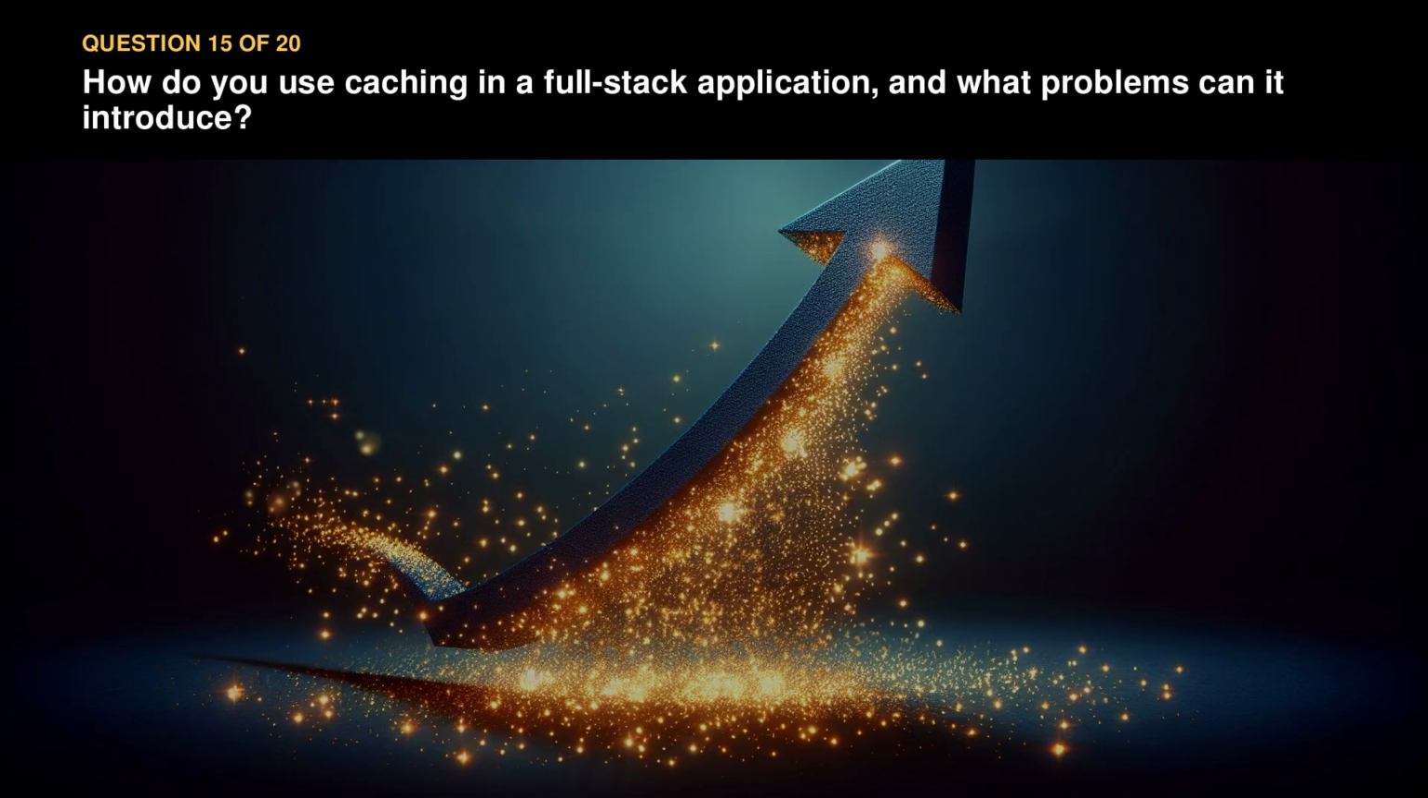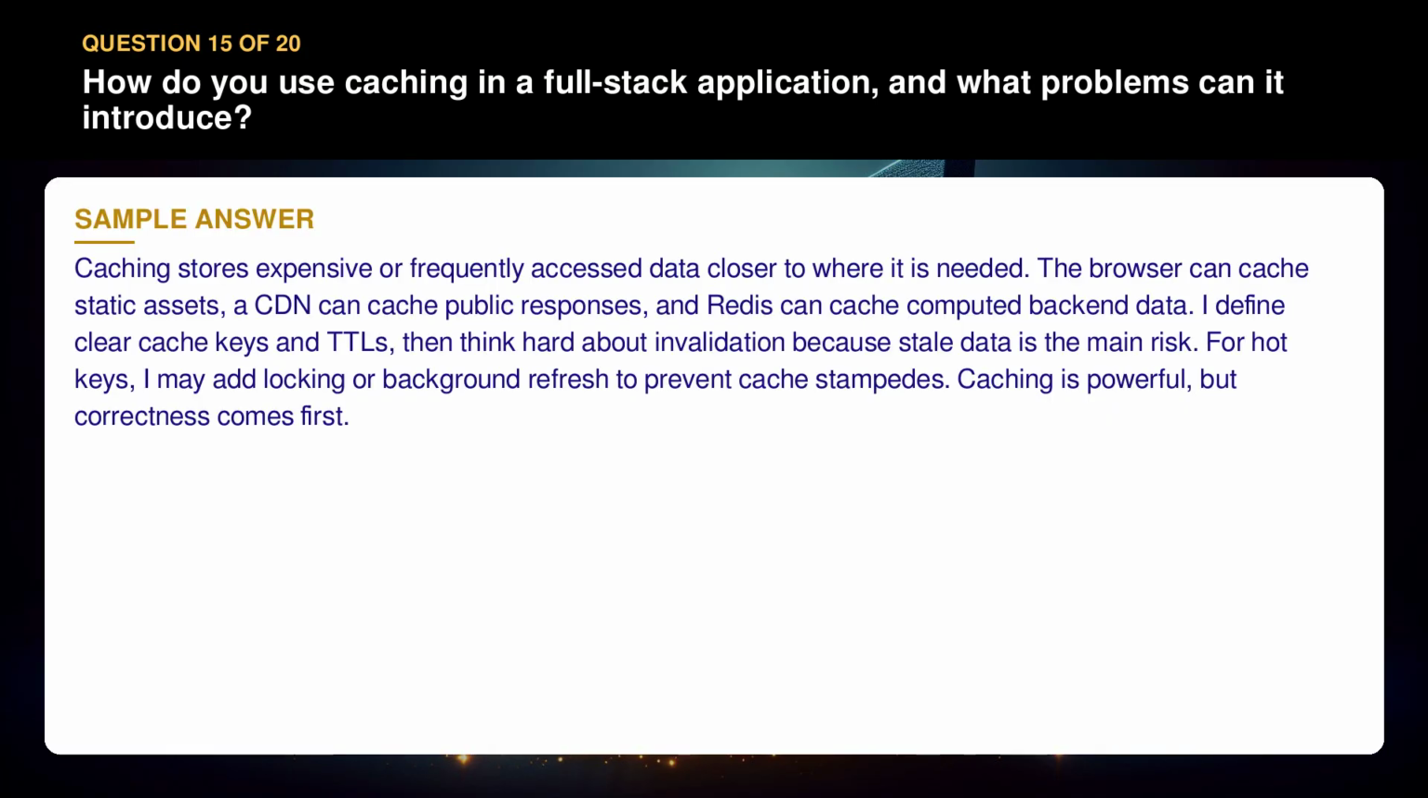Question 15. How do you use caching in a full-stack application, and what problems can it introduce? Caching stores expensive or frequently accessed data closer to where it is needed. The browser can cache static assets, a CDN can cache public responses, and Redis can cache computed backend data. I define clear cache keys and TTLs, then think hard about invalidation because stale data is the main risk. For hot keys, I may add locking or background refresh to prevent cache stampedes.